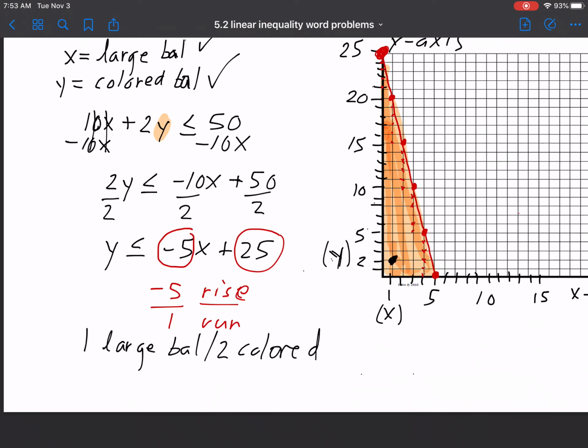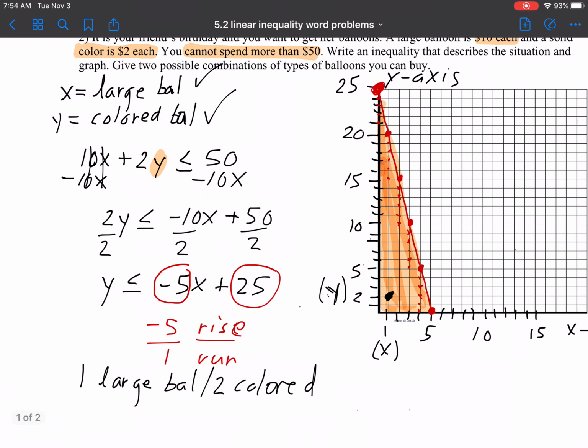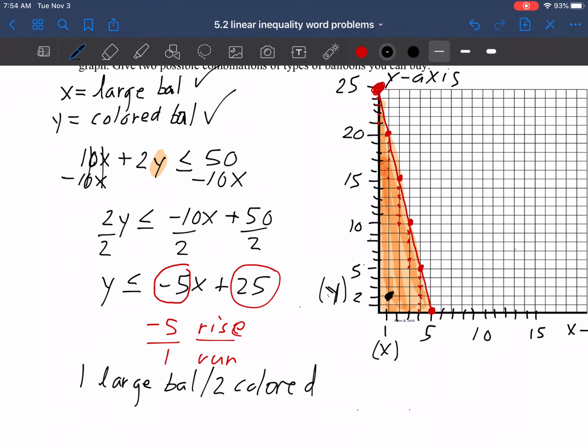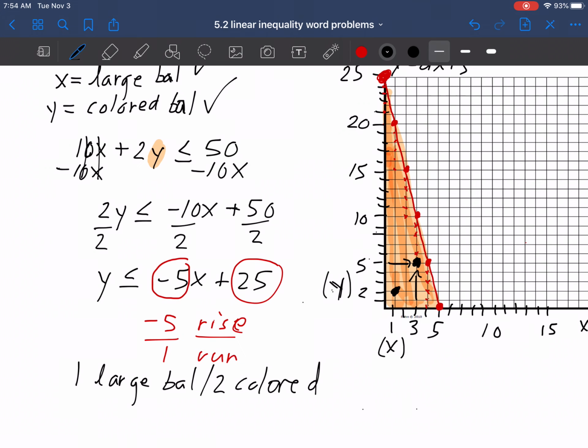Another example would be if I chose this dot right here. 1, 2, 3, 1, 2, 3, 4. I'm just going to do this one right here. That'd be another good example. That's at 3, 5, right? So what if I did 3 large balloons and 5 colored? You would also solve that inequality because you would spend less than $50.